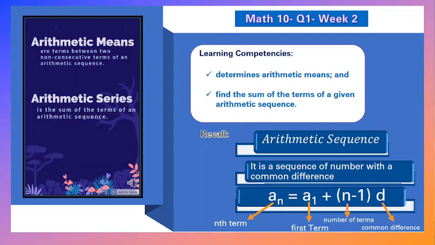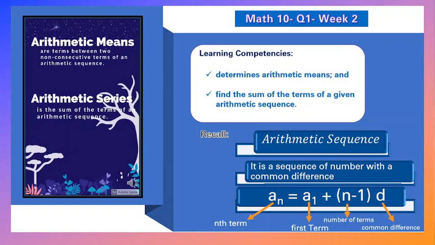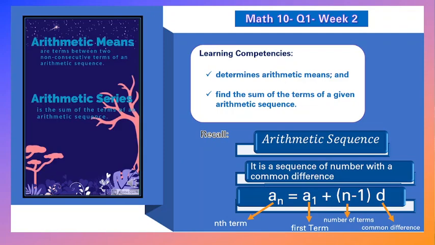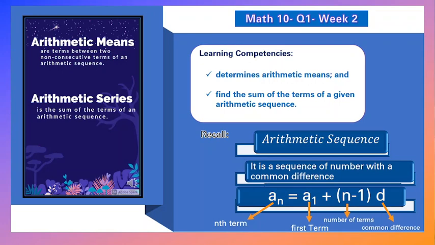Recall that an arithmetic sequence is a sequence of numbers with a common difference, meaning there's a fixed number added to the previous term to get the succeeding terms. Always remember that the general term of an arithmetic sequence, a sub n equals a sub 1 plus the quantity n minus 1 times d, is very important in our lesson for today, where a sub n is the nth term, a sub 1 is the first term, n is the number of terms, and d is the common difference.